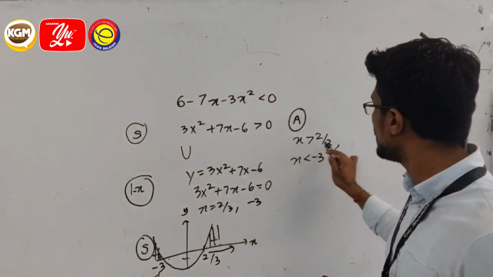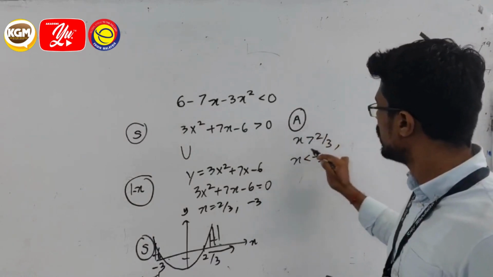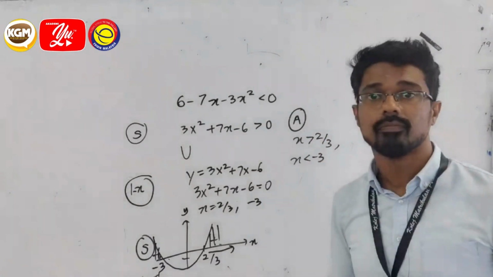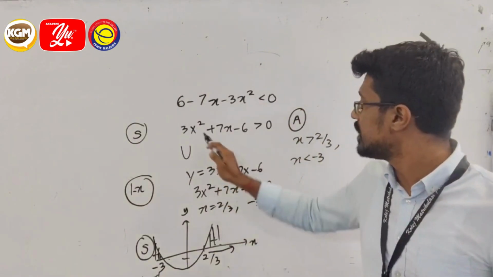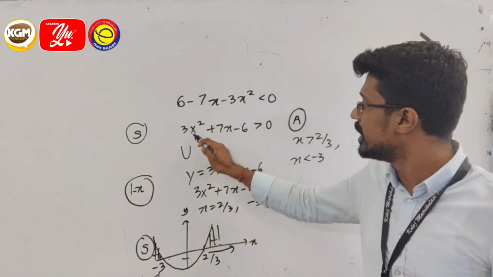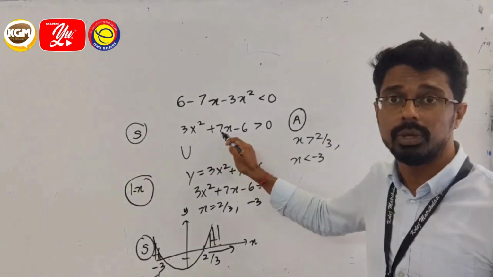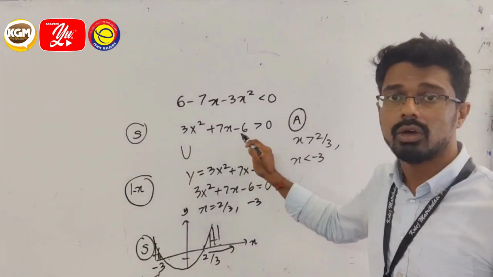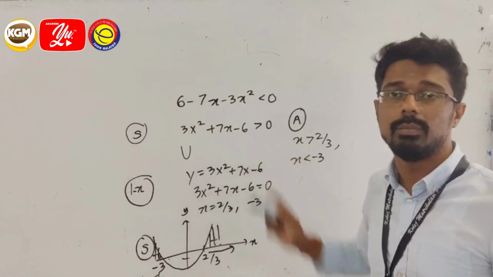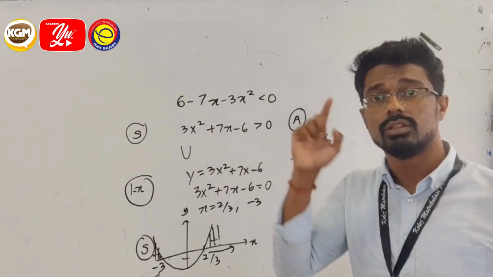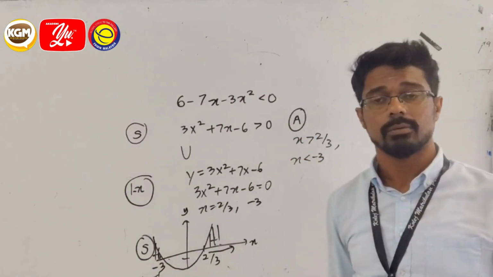Well, I can just simply take a simple number here. Okay, x greater than 2/3. Say 1. So you take 1, you put it here. So you're going to get 3 plus 7, which is going to be 10, minus 6. Okay, so that's going to be 4. 4 is definitely bigger than 0. So that means the value that you obtain is correct.